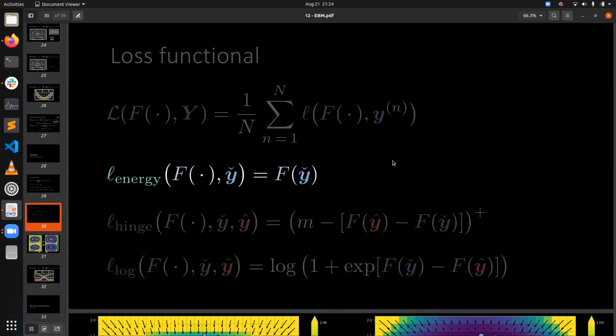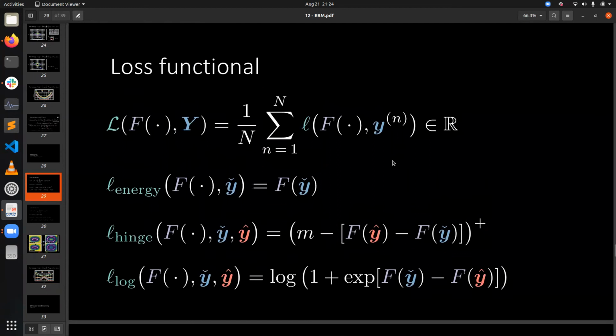Okay, one more slide where you actually have this. Yeah, there, this one, L hinge, right? So you're basically saying, okay, here is y under arrow, right? That is your free energy, and here is y hat, right? And that is your prediction.